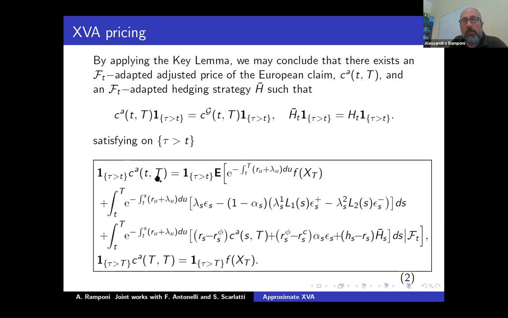So CA is the adjusted price of the European claim, defined as the solution of this equation, since CA appears in both sides of the equality, and in terms of the market observable quantities. So lambda is the intensity of the default time, and CA is the quantity that we want to evaluate, and epsilon is the closeout value of the deal. So this is a form of backward stochastic differential equation stated in the F filtration. We use this form of BSDE instead of the more standard differential notation. We prefer to do this.